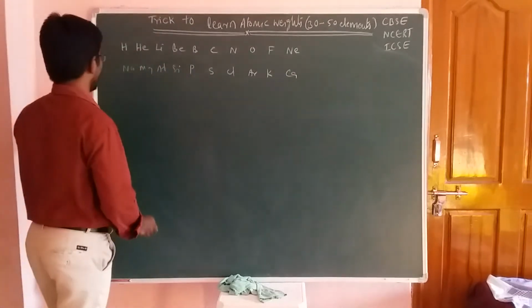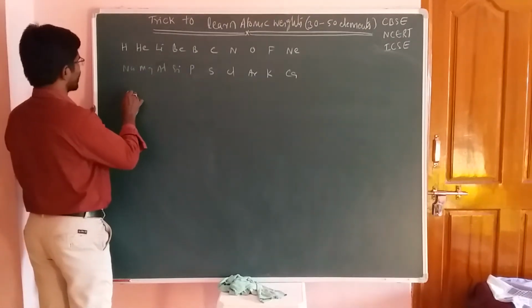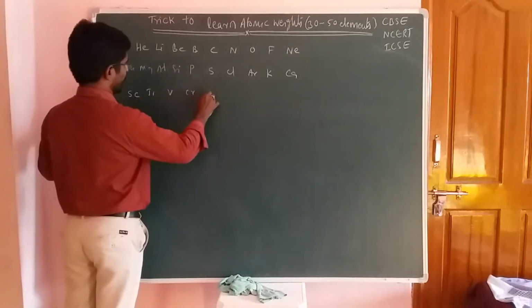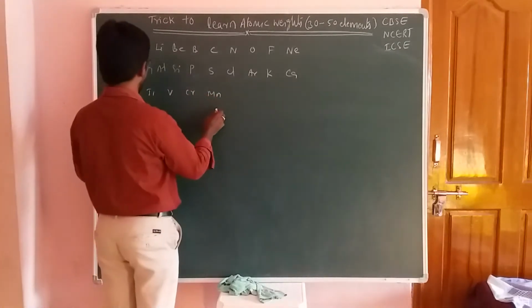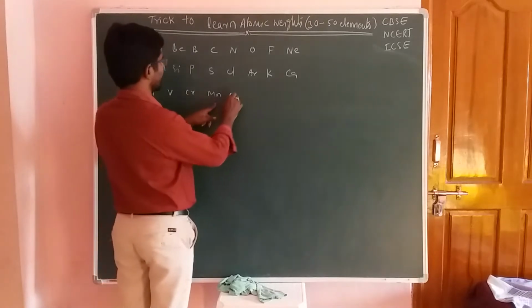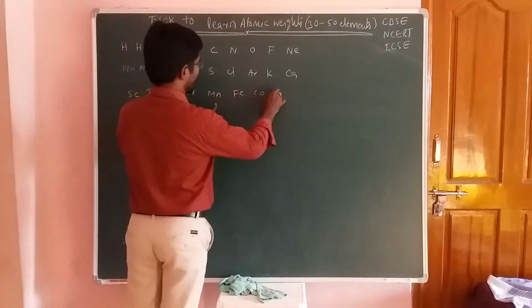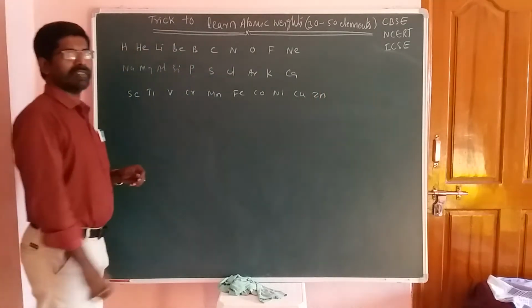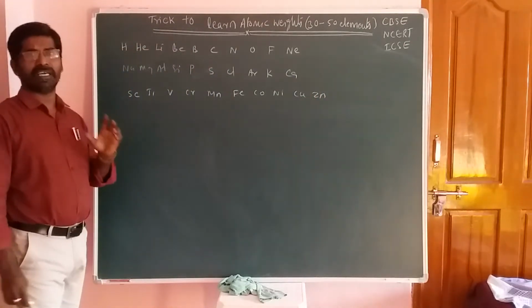Okay students. And next elements are scandium, titanium, vanadium, chromium, manganese, iron, cobalt, nickel, copper, and this is zinc. Okay students, up to 30 over. Now these are the elements.